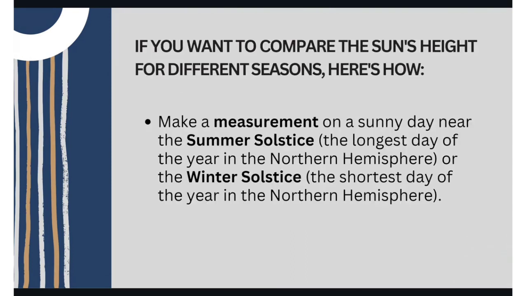Okay. Here on this slide. So here's how we can compare the sun's height for the different seasons. We can make a measurement on a sunny day near the summer solstice or the winter solstice. And again, the summer solstice is the longest day of the year in the northern hemisphere. On the other hand, winter solstice is the shortest day of the year in the northern hemisphere. Next slide.